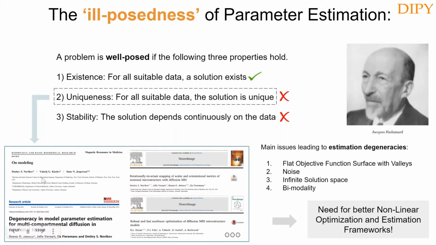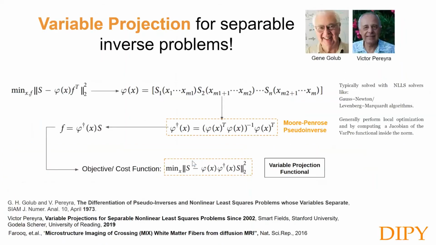Here, one of my favorites is Novikov's paper called On Modeling, and by Dr. Jalasu, on the degeneracy. They don't talk about IVIM in that particular paper, but the effect is seen in this type of modeling too. So this basically requires a better type of optimizer, and that I'll talk about in the next slide. So before we get into the optimization scheme, this is what we will be using.